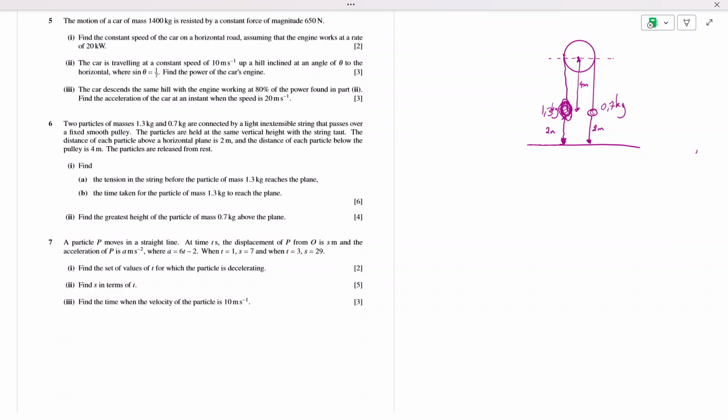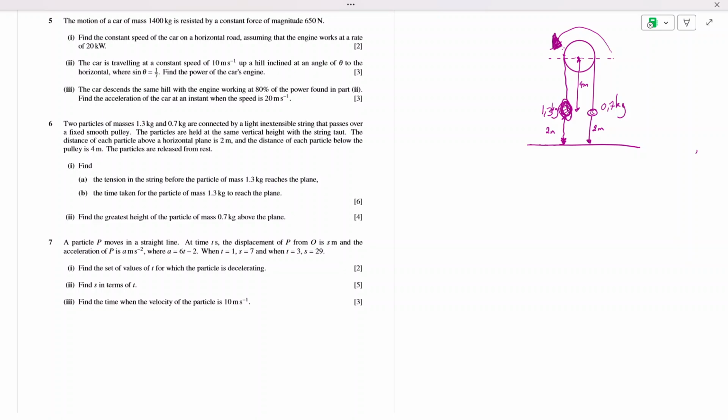Since the 1.3 is the bigger particle, when the particles are released, the 1.3 kg mass is going to pull. So the pulley will move in this direction, like that. It's going to pull the 0.7 kg mass, okay, like that. Then it says, find the tension in the string before the particle of mass 1.3 kg reaches the plane.